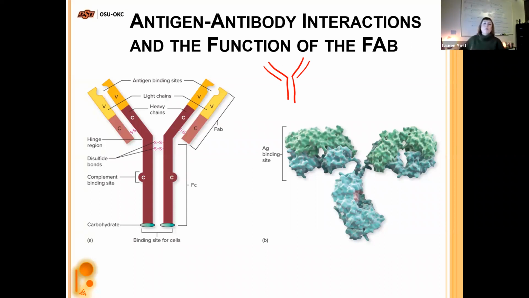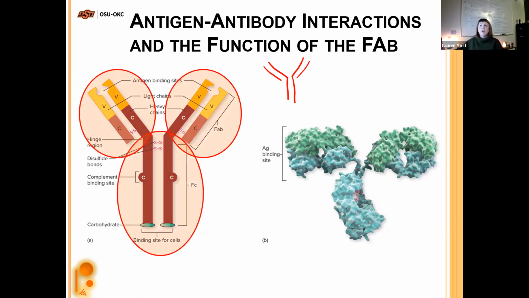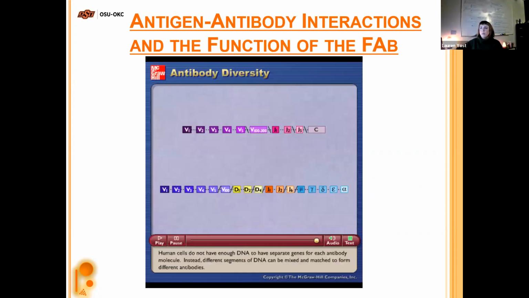The Fab region is the portion that can be all the different things, all the different types of billions of different reactions. So that's the part that's variable. This other part is going to determine what type of antibody you're making. There are a few different types of antibodies out there, and we'll go over them in a second. But first, another video.